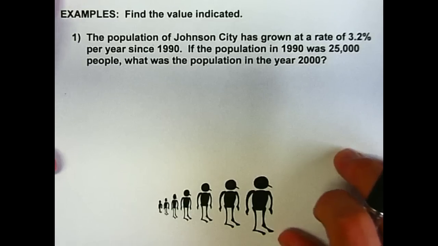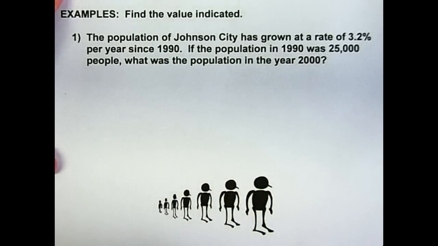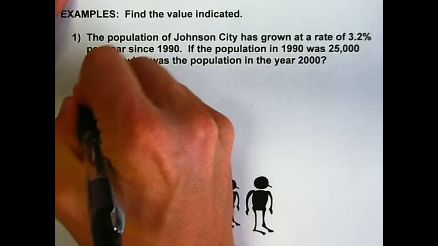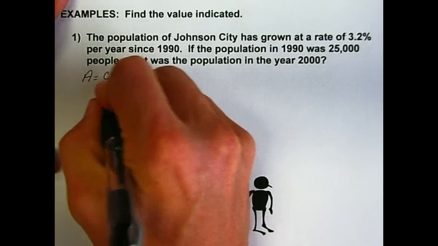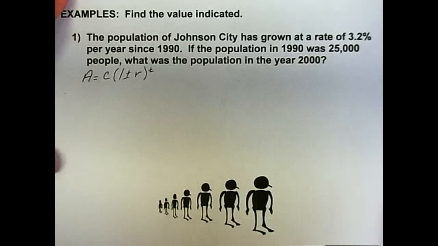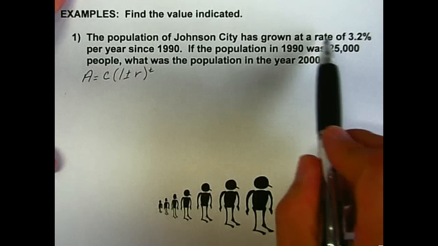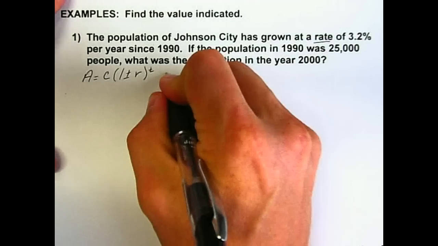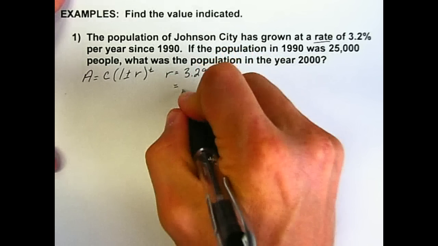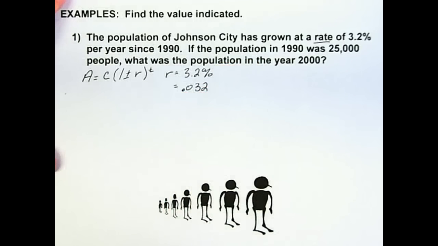Okay, and so the population of Johnson City has grown at a rate of 3.2% per year since 1990. If the population in 1900 was 25,000 people, what was the population in the year 2000? So let's go and define some of our variables here. We'll put the formula up here so we know what we're dealing with. Plus or minus r all to the t. Okay? And so it looks like here I've got a rate. So there's my r. And it's 3.2% or 0.032. Okay, we have to write it as a number.